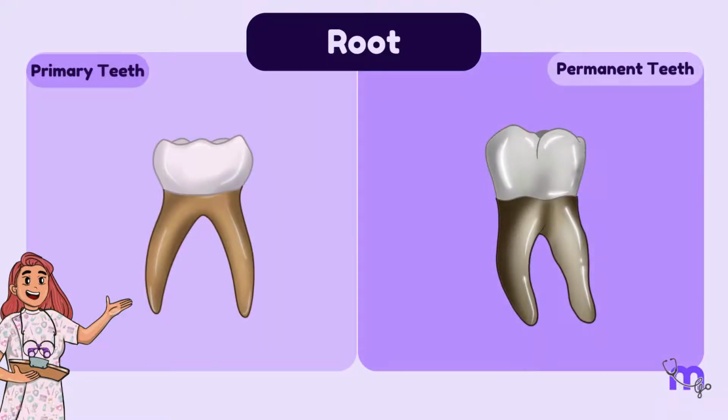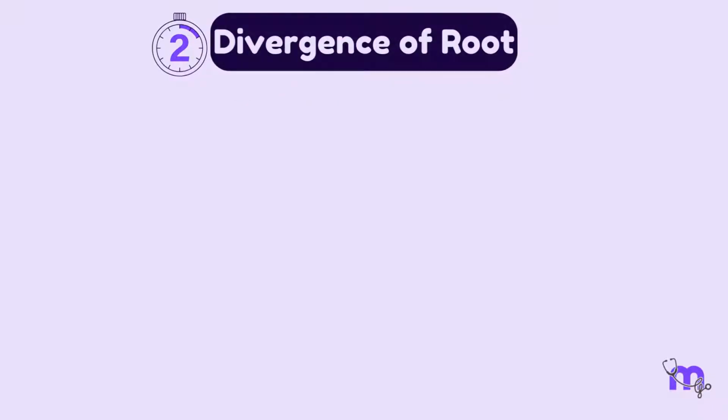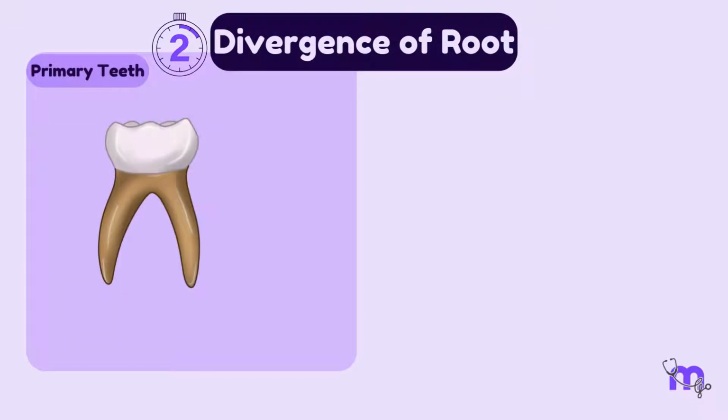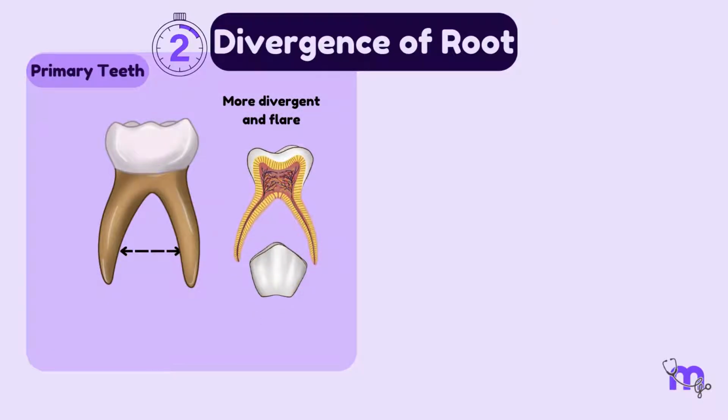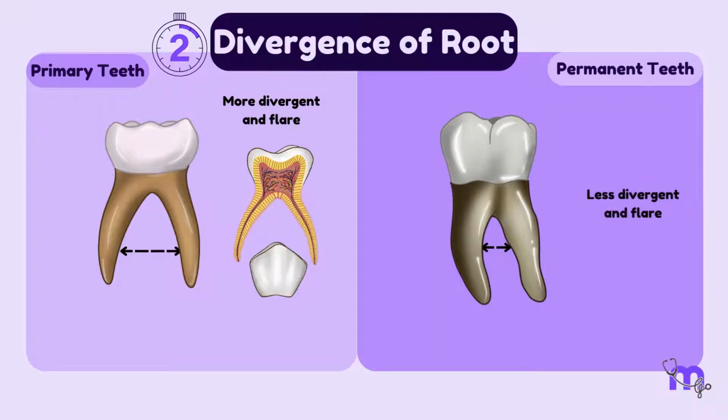Now, Rhea observed the roots of both the teeth. First thing she noticed in the roots was the difference in length and thickness. The roots of primary teeth were long and slender, while those of permanent teeth were short and robust. The second thing that was well appreciable was the divergence of roots. The roots of primary teeth were more divergent and flared to accommodate the permanent tooth bud below, while the roots of the permanent teeth were less divergent.